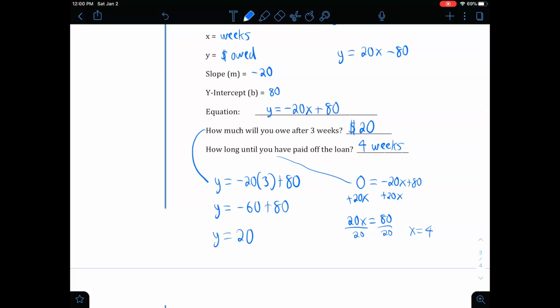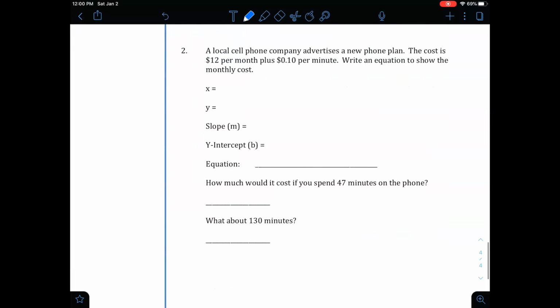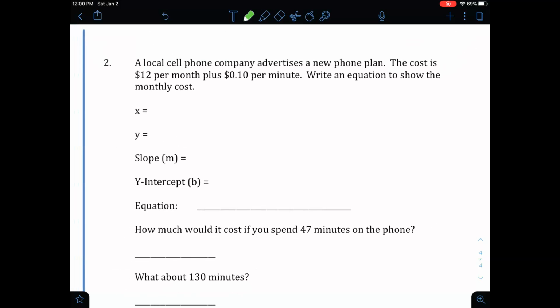All right, good job. All right, last example for today. This is an old-timey example. We've got to update our mathematical type problems here, but it still is mathematically sound. So a local cell phone company advertises a new phone plan. The cost is $12 per month plus 10 cents per minute. Write an equation to show the monthly cost.